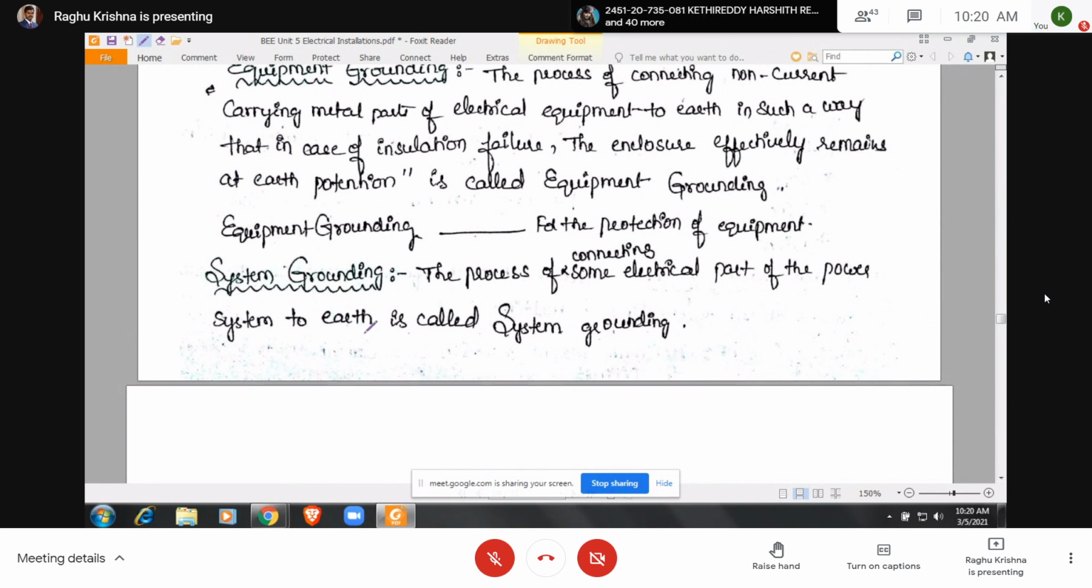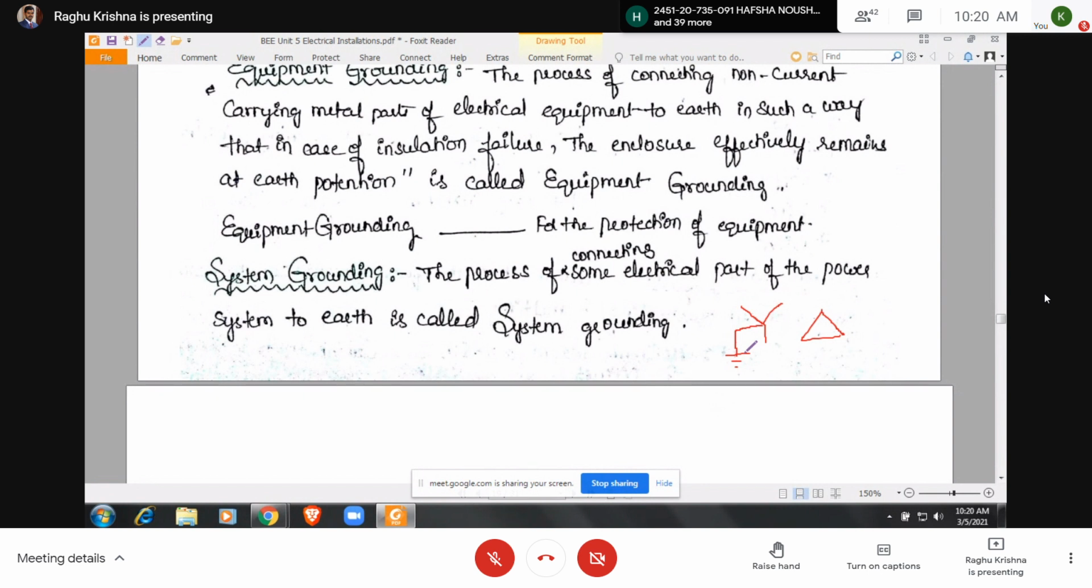For example, if you take a star delta transformer, here primary is star, secondary is delta. The neutral is connected to ground. By this we can reduce the over voltages on the system.